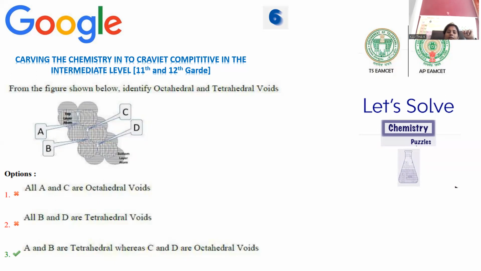In a similar manner, here also you can find two lobes, and exactly backside you can find another two lobes. 2 plus 2, 4 lobes. So when a gap is there in between four lobes, that is said to be another tetrahedral void. So A and B clearly denote tetrahedral voids. These two are tetrahedral voids.